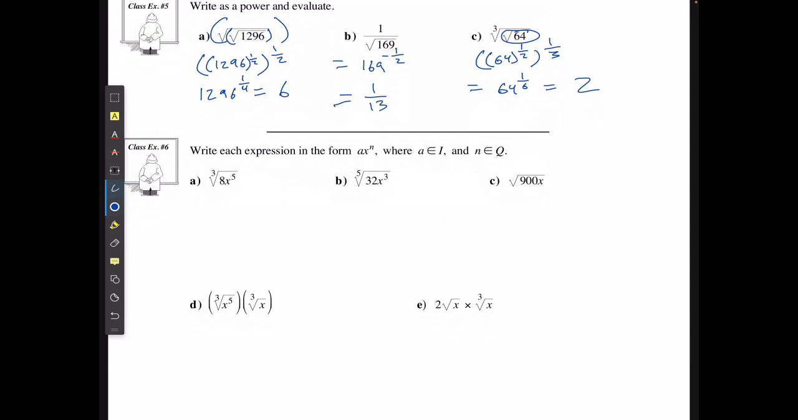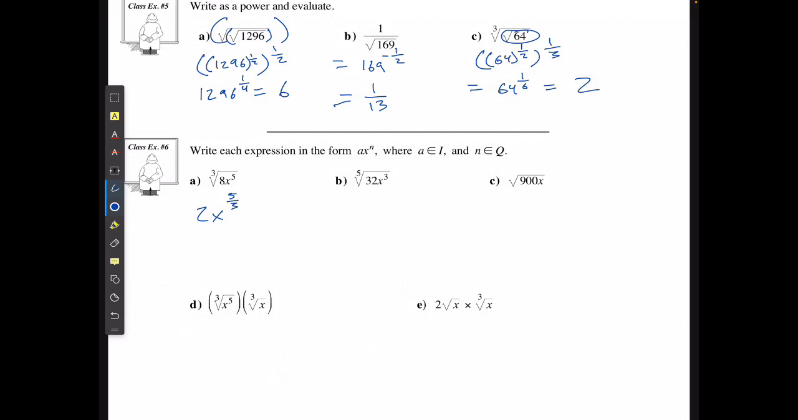For example 6, if I am writing each expression in the form of ax to the power of n, it wants me to simplify my coefficient and then have a power for my variable. So for the first one, I'm going to apply the index to the coefficient, and the cube root of 8 is actually just 2. And then that index is also going to become the denominator for my exponent for my variable.